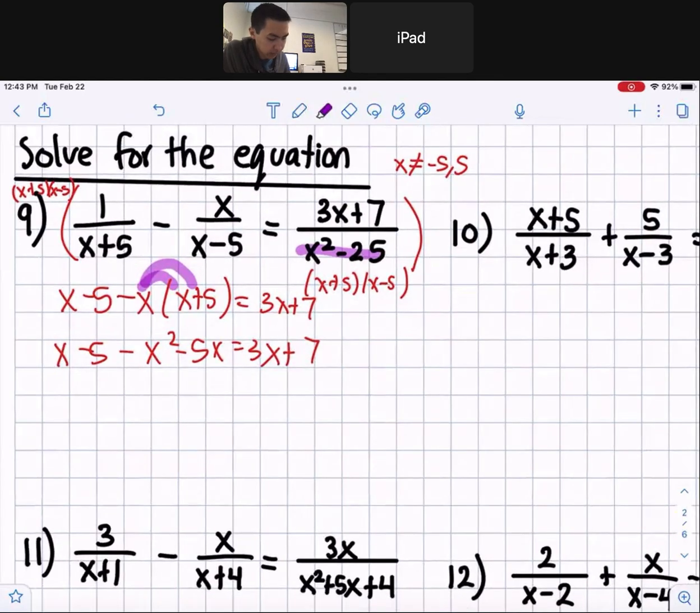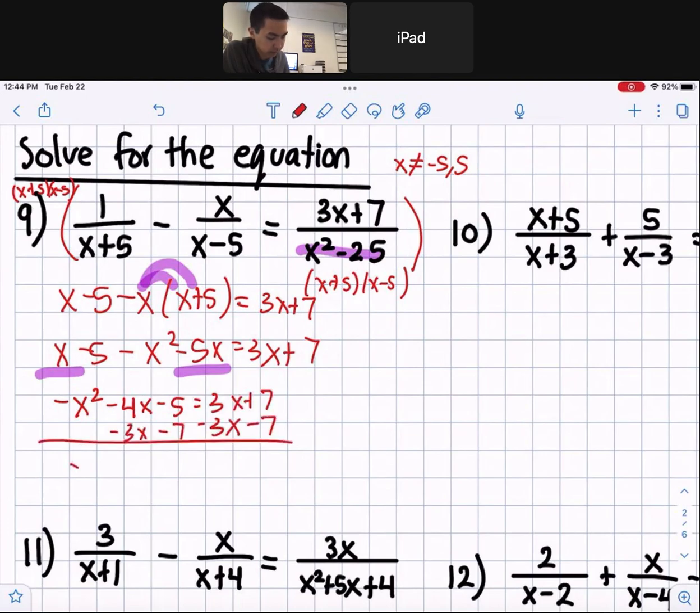So these combined, let's put the negative x squared in the front, minus 4x minus 5 equals 3x plus 7. Now let's get this equal to 0, so subtract 7 and subtract 3x from both sides, and we get negative x squared minus 7x minus 12 all equals 0.